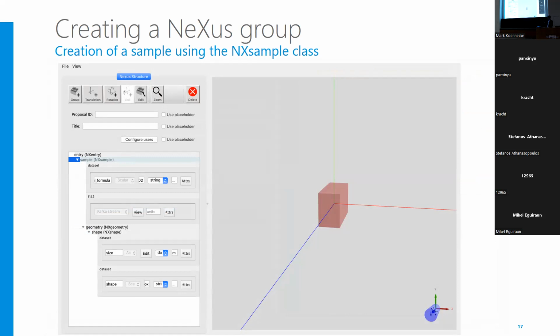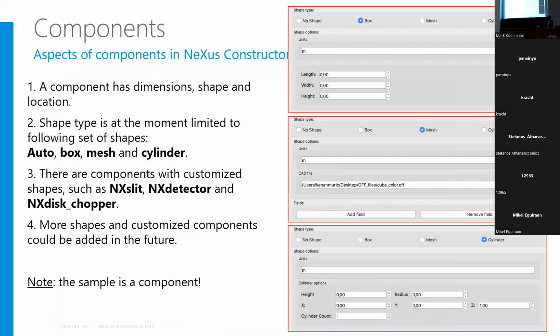And to describe the geometry, it will follow the standard specification to create this shape I was defining in the box. And to the right, you also see a small box, a very simple case. There are several ways to define these shapes. For now, we're limited to auto, box, mesh, and cylinder.